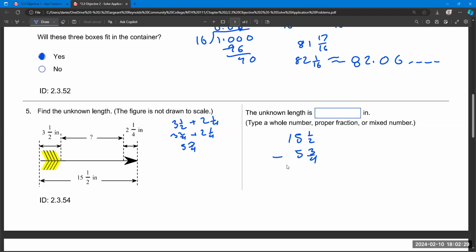So that's going to be 15 2/4 minus 5 3/4. We're going to have to borrow 4, and then 4 plus 2 is 6. 6 minus 3 is 3/4. 14 minus 5 is 9. So this remaining distance is 9 3/4.